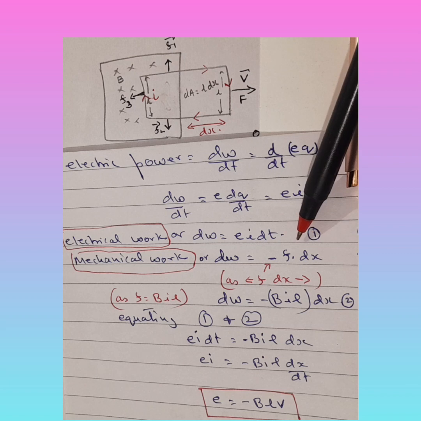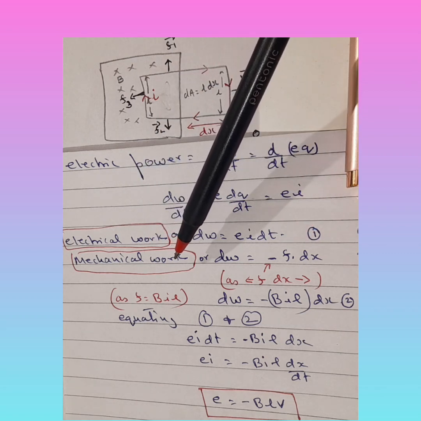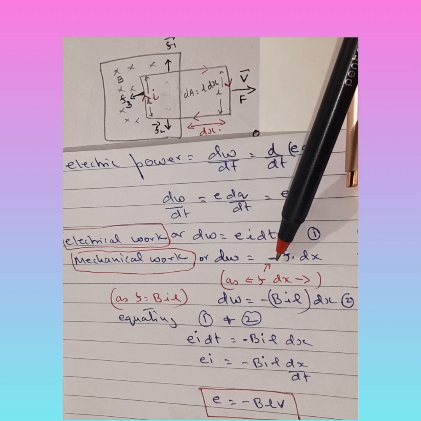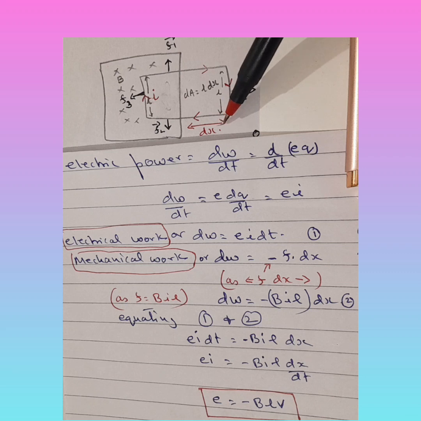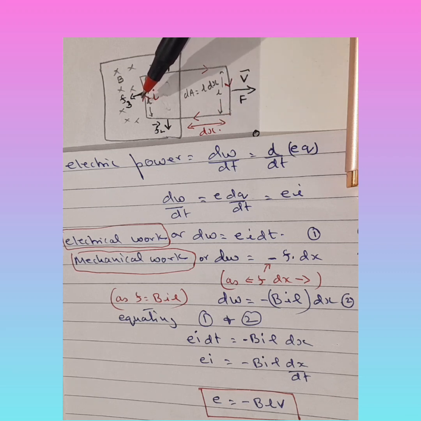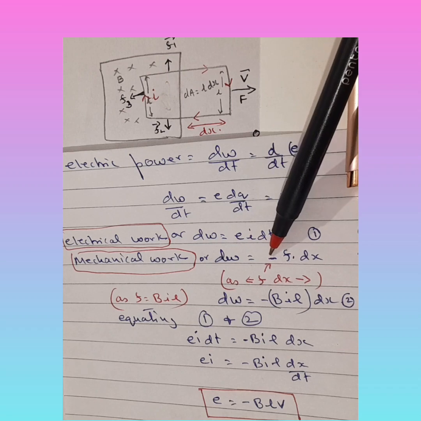That's our equation 1. Now let's talk in terms of mechanical work. Now mechanical work is minus F dx. Why minus F dx? Because displacement is this side dx, and the force which is trying to restore it back is in this direction. So both are in opposite direction, owing to which it is negative.